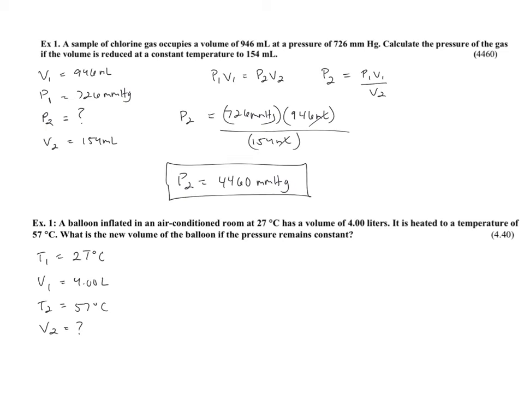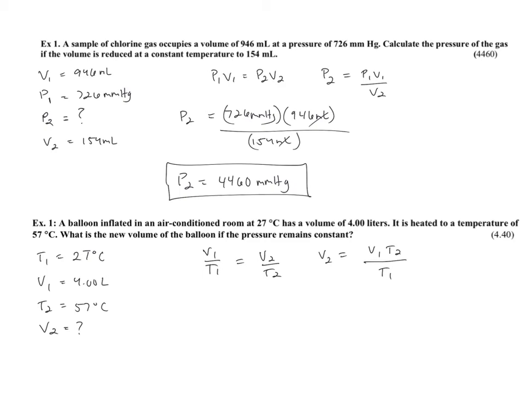Okay, here we have volumes and temperatures. That's going to be Charles's law, which is V1 over T1 equals V2 over T2. They're asking us for the second volume, so V2 would be V1 times T2 over T1.